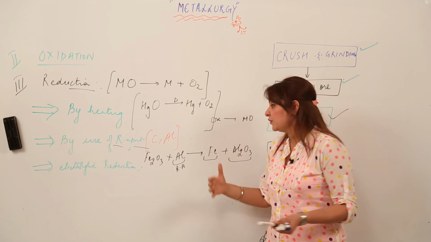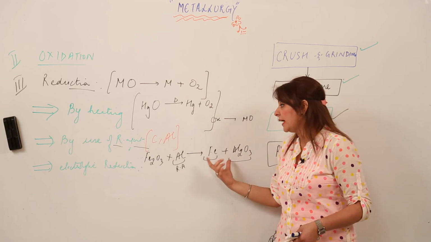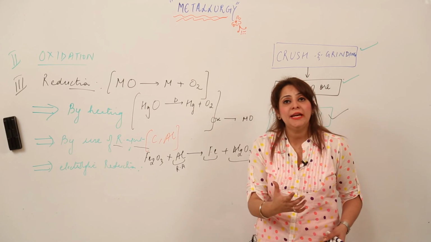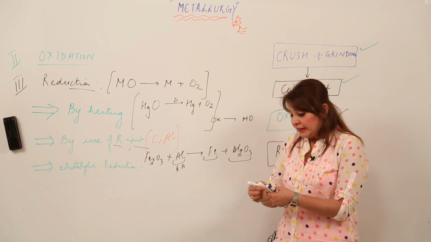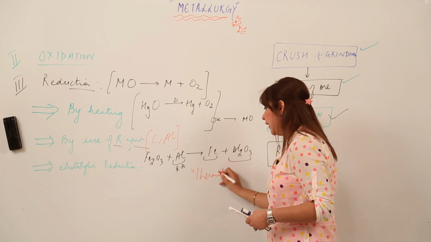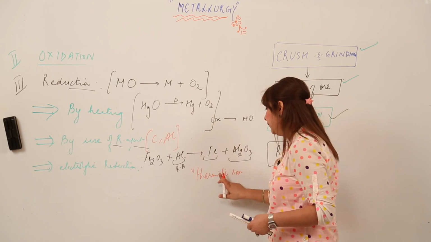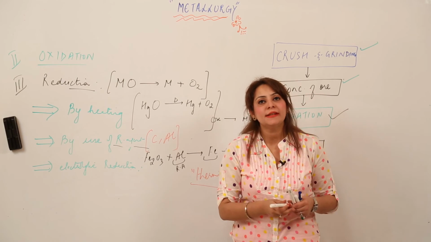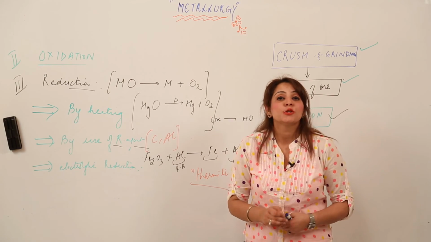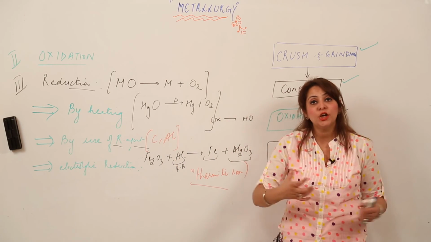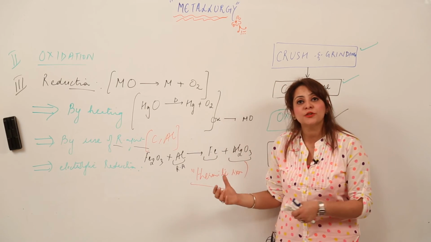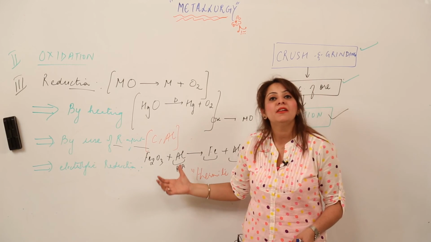One more thing: this example is itself very important, because a special name is given to this reaction, that is the thermite reaction. What does the word thermite state? It is related to thermal. Thermal means heat energy. So this reaction involves a lot of heat energy, and it is used for welding railway tracks.